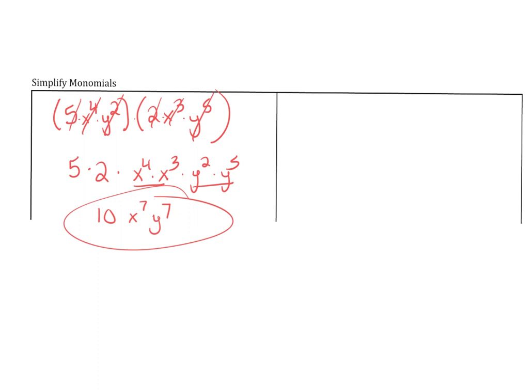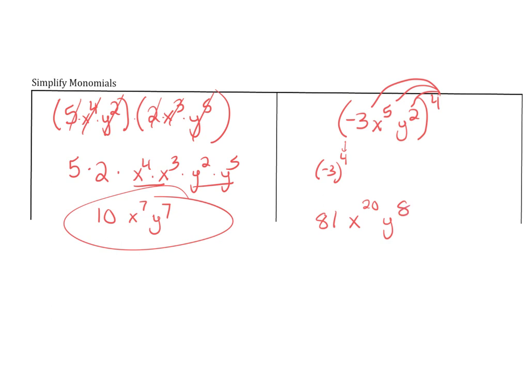And then another example, let's do negative 3x to the fifth, y squared, raised to the fourth. So this is that power to a power, or really product to a power. So negative 3 in parentheses to the fourth, an even exponent, goes to positive 81. And then x to the 20th, y to the 8th.